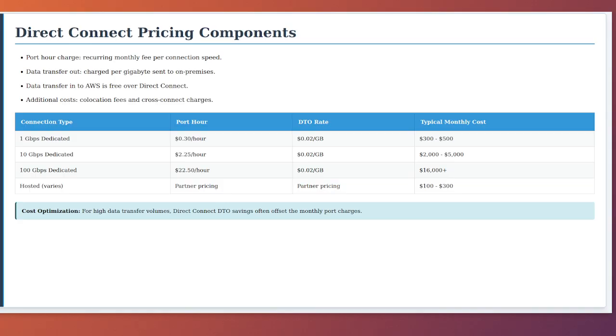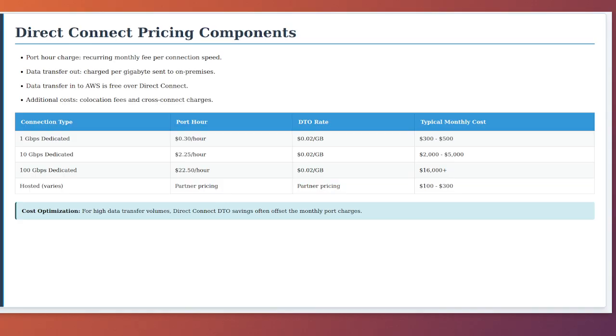The AWS partner who provides the hosted connection sets their own pricing. Typically, this includes a monthly recurring charge for the provisioned bandwidth, plus data transfer charges. The partner essentially resells portions of their own dedicated connections to multiple customers. You should compare pricing from multiple partners to find the best value.